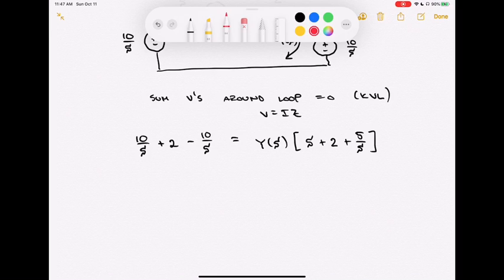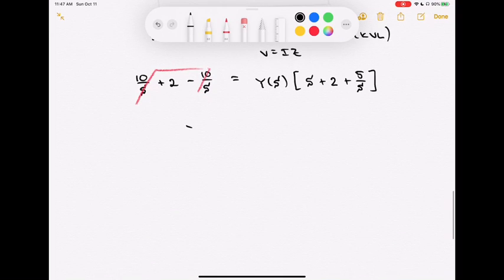And the first thing I'm going to notice is that 10 over S and that minus 10 over S are going to cancel, so I don't have to worry too much about that. And I'm just going to have 2 on one side equaling Y of S times some polynomial P. So let's go ahead and solve for Y of S in this case. I get Y of S, right, being equal to 2 over S plus 2 plus 5 over S. Now this isn't in exactly the most convenient form because I have a denominator that has some positive powers of S and then some negative powers of S, that 5 over S.